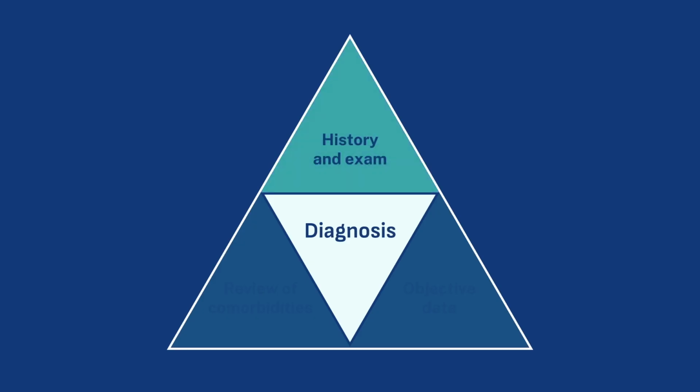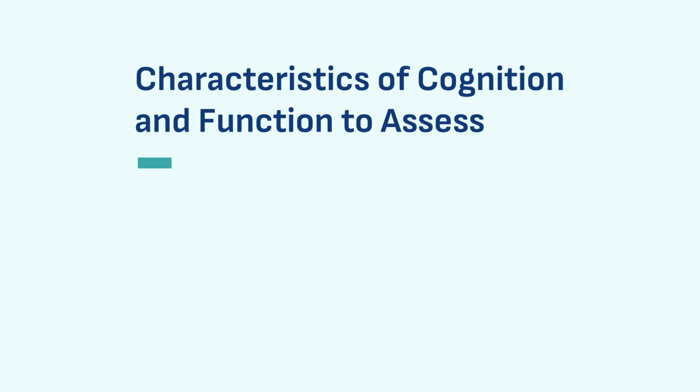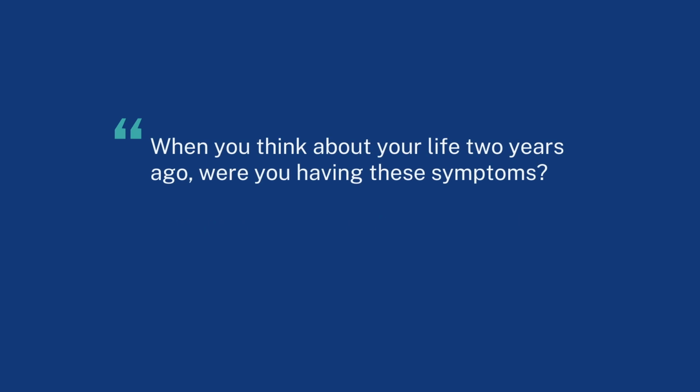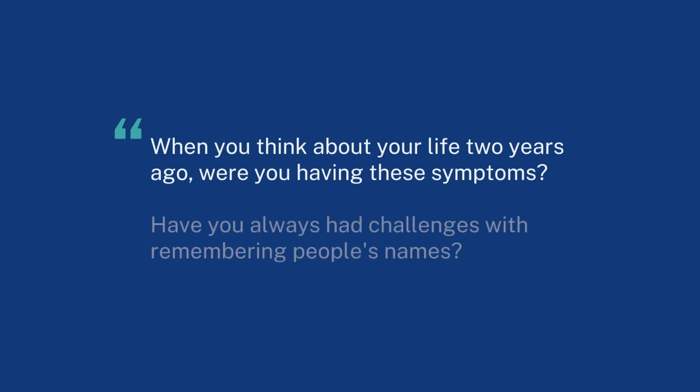So back to this first component. As part of our exam, or any gathering of history, we need to assess cognition and function for 3 characteristics. The first characteristic is onset of symptoms. Are these symptoms new? Establish that these are not lifelong. You might ask, when you think about your life 2 years ago, were you having these symptoms? Or have you always had challenges with remembering people's names?